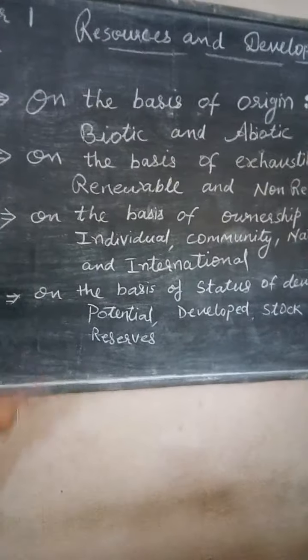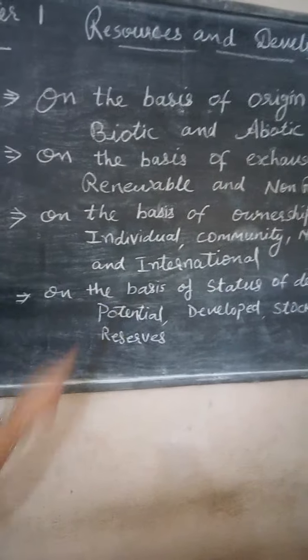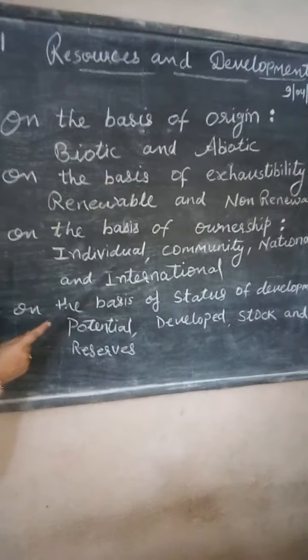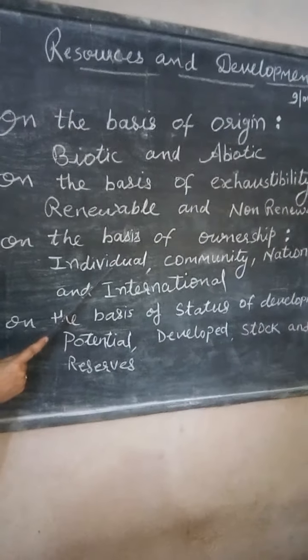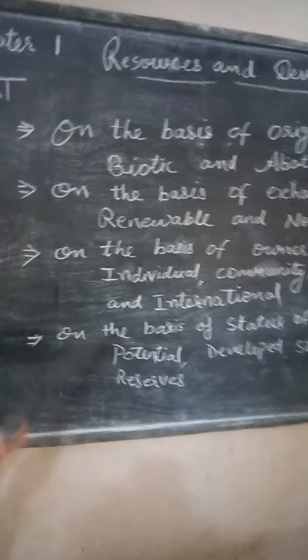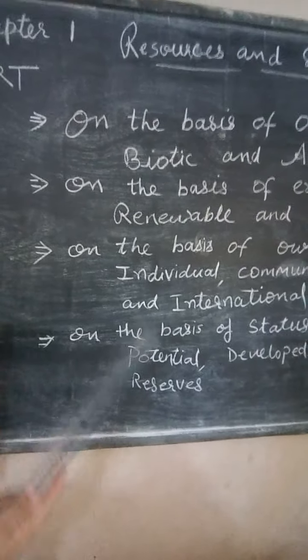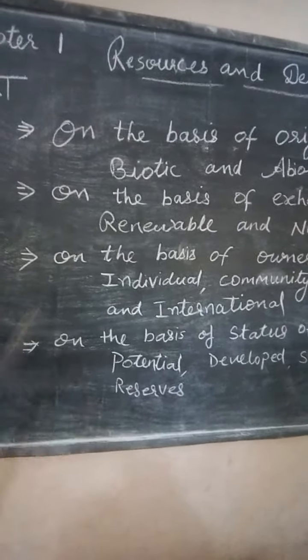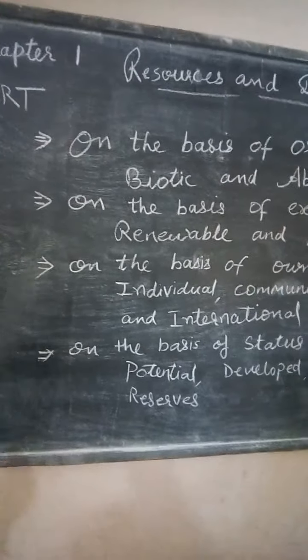Now I will explain one by one to you all four types of resources. First one, that is the individual resources. Individual resources, we can say, are our personally owned resources. So these are also owned privately by individuals.